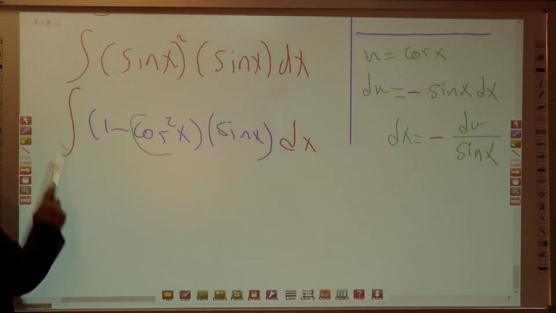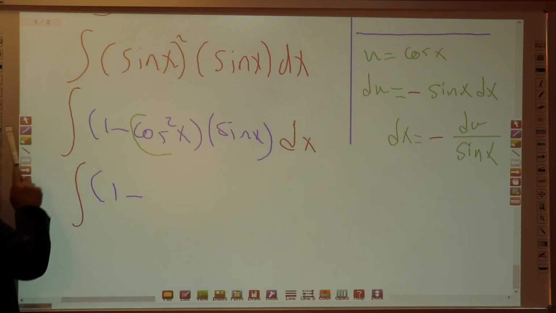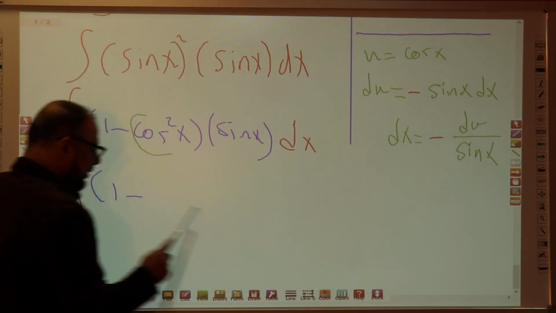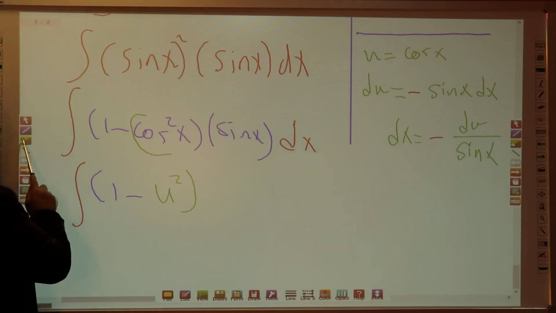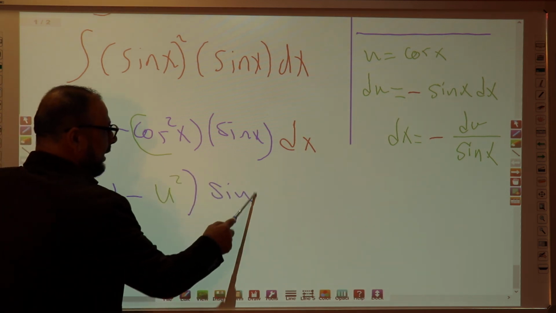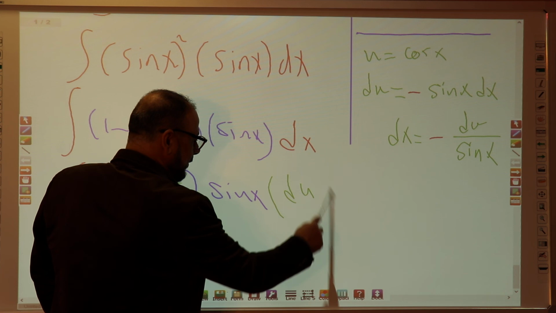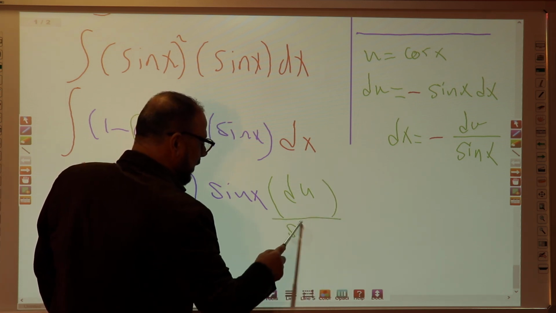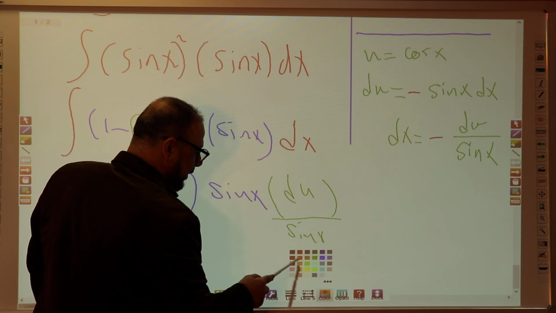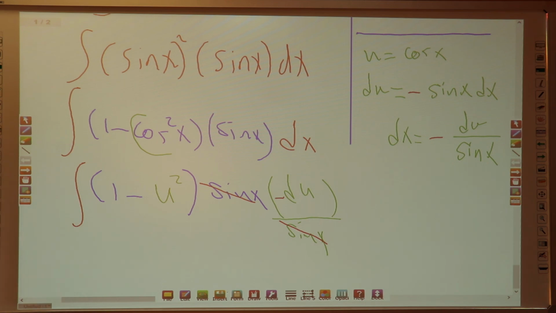Okay, integration of 1 minus, what we said, cosine is u, so u squared, and sine x, leave it, and dx is negative du over sine x. We have a negative sign. Now sine x cancels with sine x. Wow, good job.